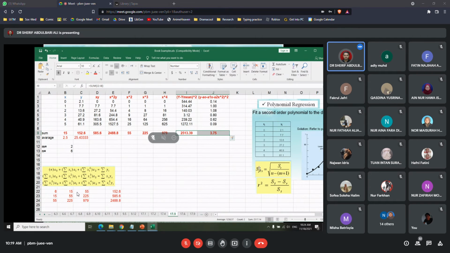Now you can calculate sy over x and the value of r squared. So sy over x is going to be equal here to 1.11, and the value of r squared, when you calculate st minus sr over st, is 0.99. It's almost 100% perfect fitting for this polynomial to this data. Okay, this is the example and these are the steps for how to do it.